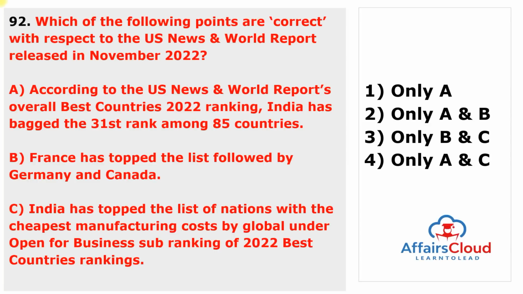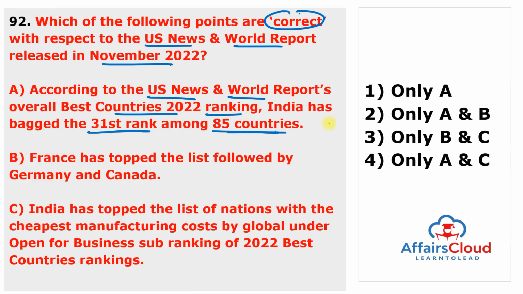Next question is, which of the following points are correct with respect to the US News and World Report released in November 2022? So let's find out the correct statement. First is, according to the US News and World Report's overall best country of 2022 ranking, India has bagged 31st rank among the 85 countries. And Switzerland topped this list, followed by Germany and Canada. So first rank goes to Switzerland. So first statement is true.